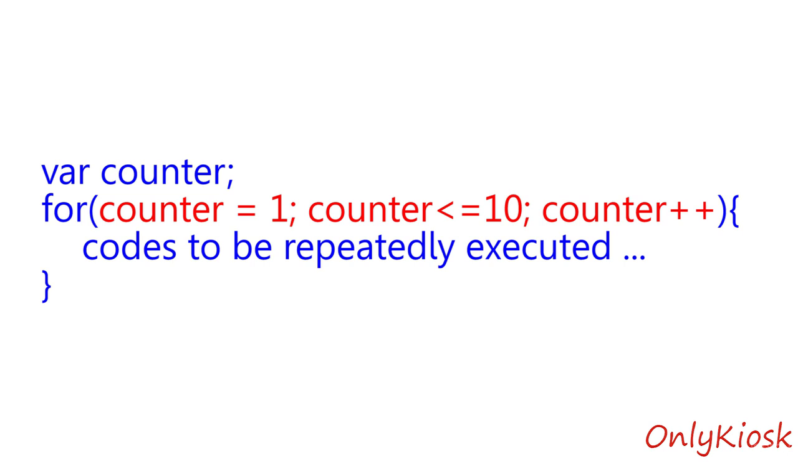The first part is the initial value of the variable counter. The second part is the condition, variable counter smaller than or equal to 10. The third part is variable counter plus plus. Between each part, you put a semicolon. And remember, it's a semicolon, not a comma.